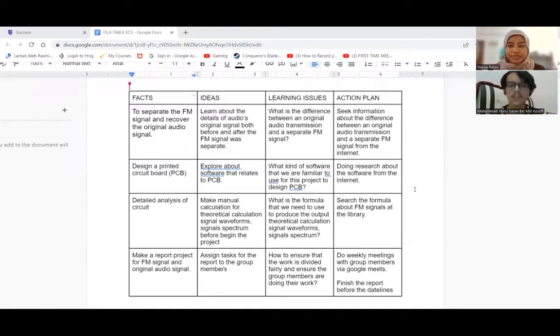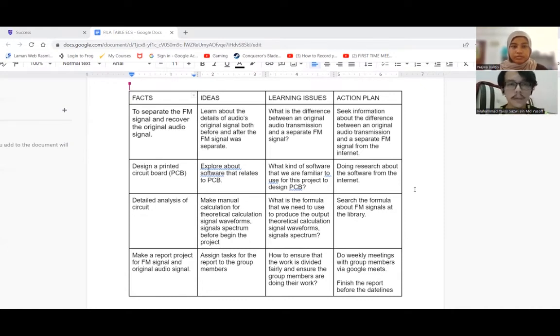Today, me and my partner will present about this pillar table. We are required to build a separate set of Arduino FM transmitter and receiver system that can transmit and be received by using the FM radio frequency band. So this is our table for this statement.